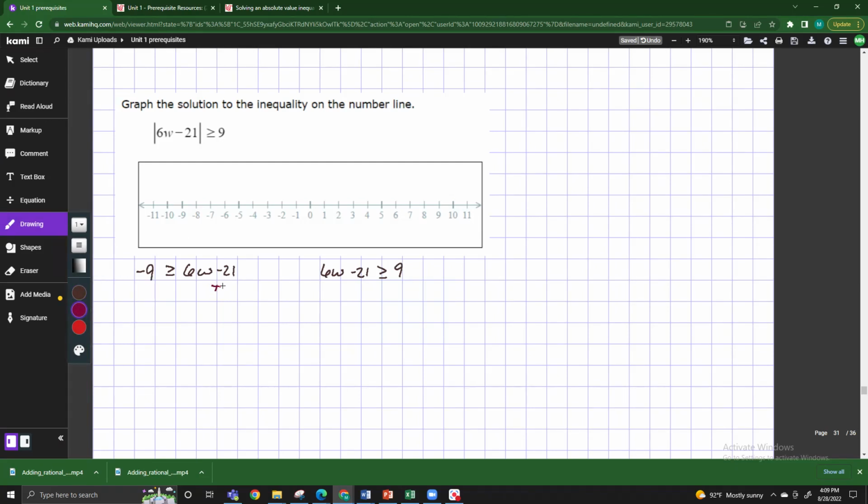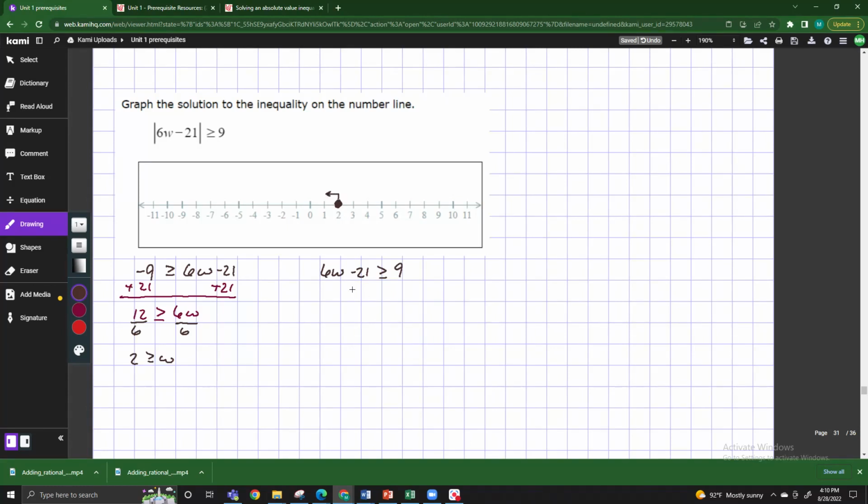So I want the w by itself, so I'm going to add 21. And this will give me 12 is greater than or equal to 6w, divided by 6. So I have 2 is greater than or equal to w. So I have a closed circle at 2. And 2 is bigger than w. W is by the smaller part, so w goes this way.